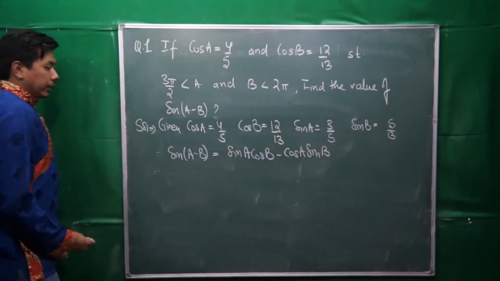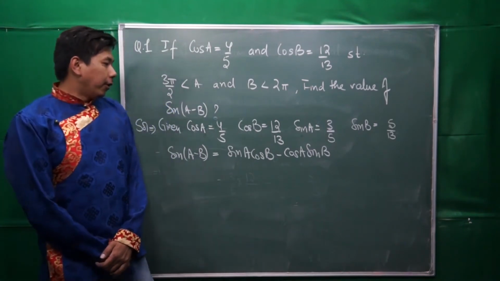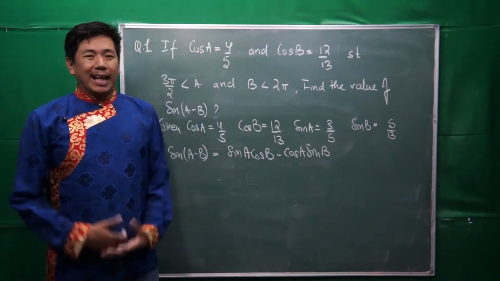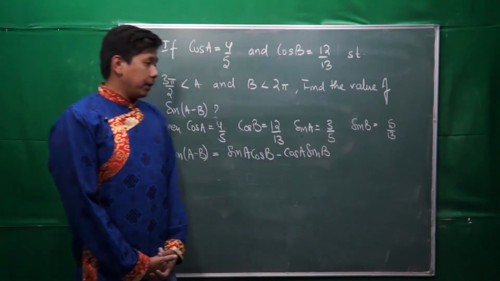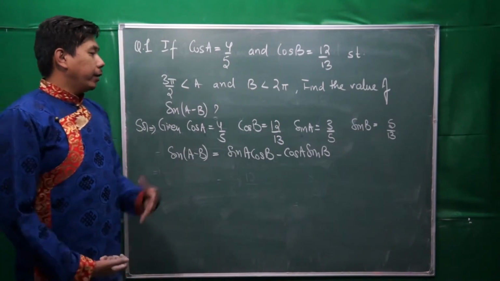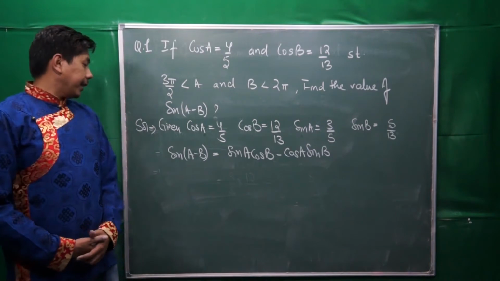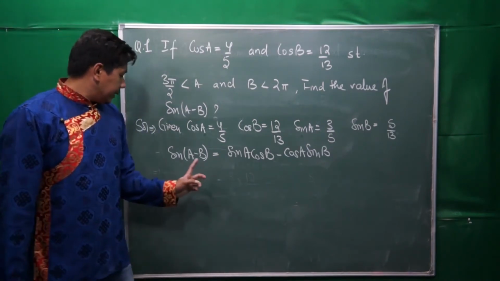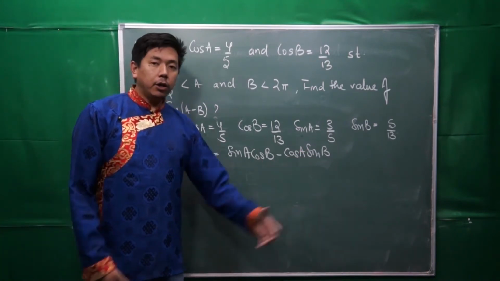Clear? Easy? So from the above method, we found the value of sine A equals 3 by 5 using Pythagoras theorem. Likewise, we are going to find the value of sine B as well, which comes out to be 5 by 13. Now, we are going to use the formula of sine A minus B, which according to the previous topic is sine A cos B minus cos A sine B.